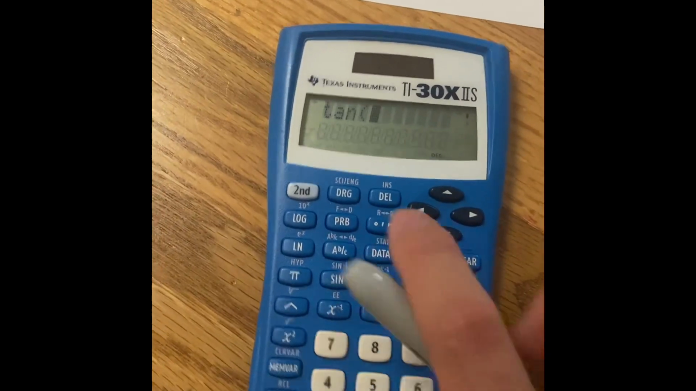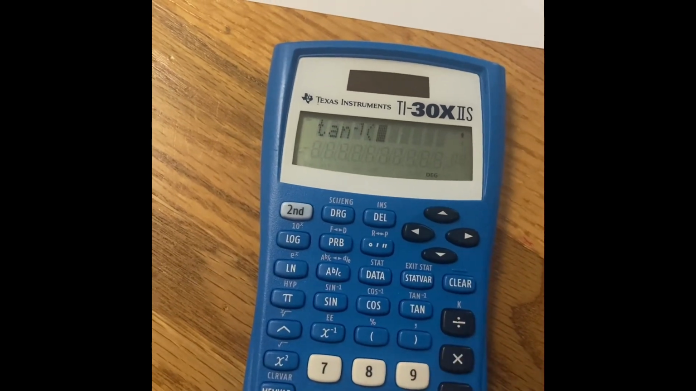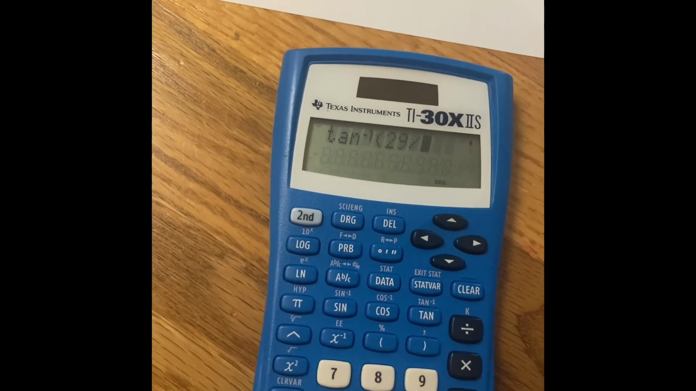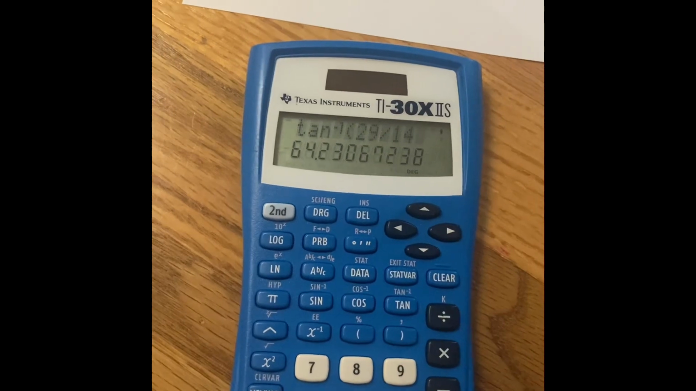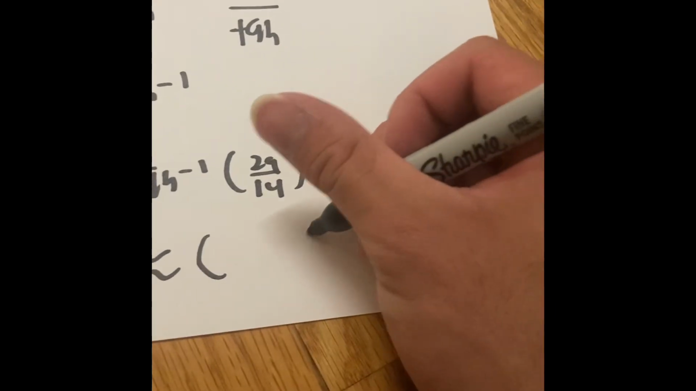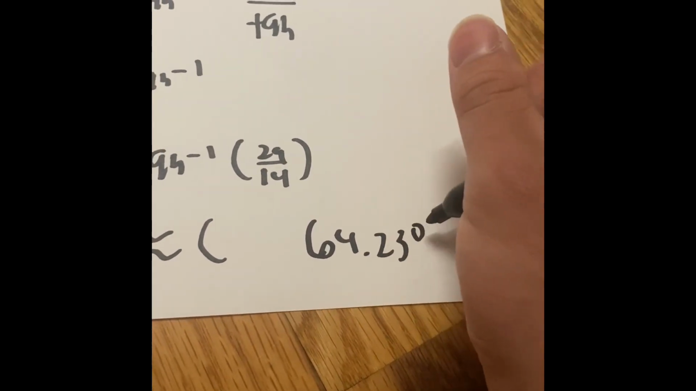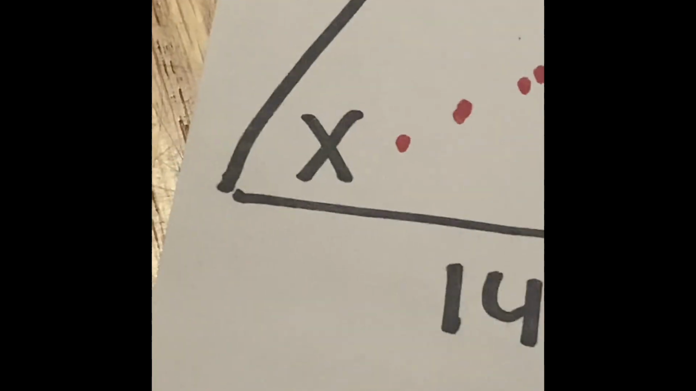beside the second tangent of 29 divided by 14, 64.23. So we're going to say the answer is going to be 64.23, or close to that answer. That is how many degrees that measurement of x might be.